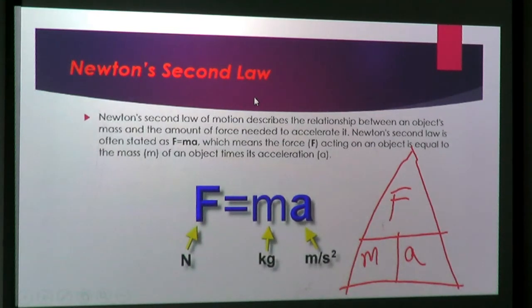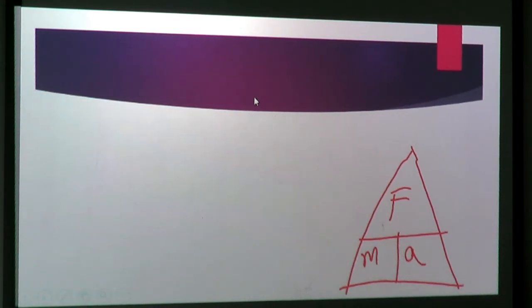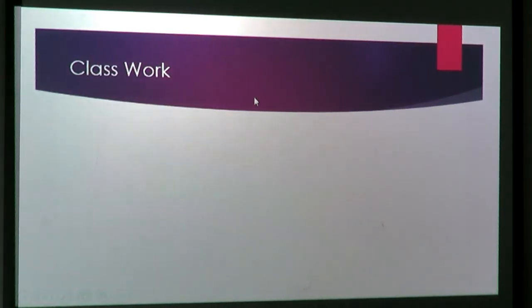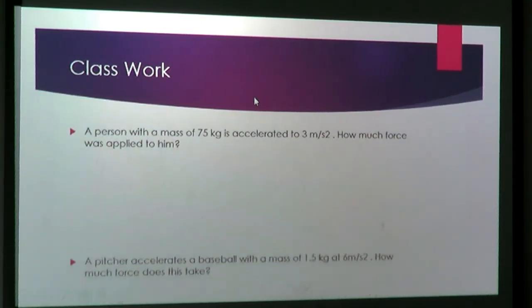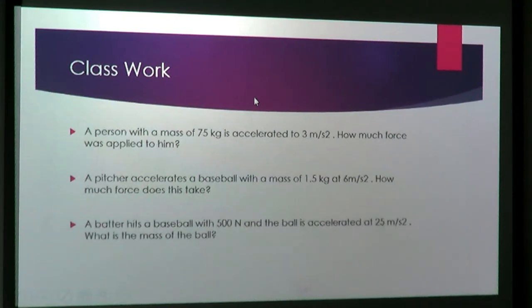Okay, you remembered everything about that law, so I'm not going to stop there either. Classwork. I'm going to give you 10 minutes to complete this. First one, second one, and third one. A person with a mass of 75 kilograms accelerates at 3 meters per second squared. How much force was applied to him? A pitcher accelerates a baseball with a mass of 1.5 kilograms at 6 meters per second squared. How much force does this take?